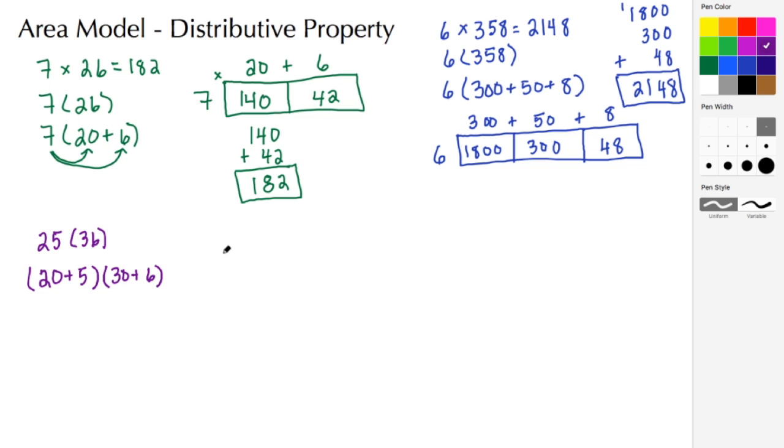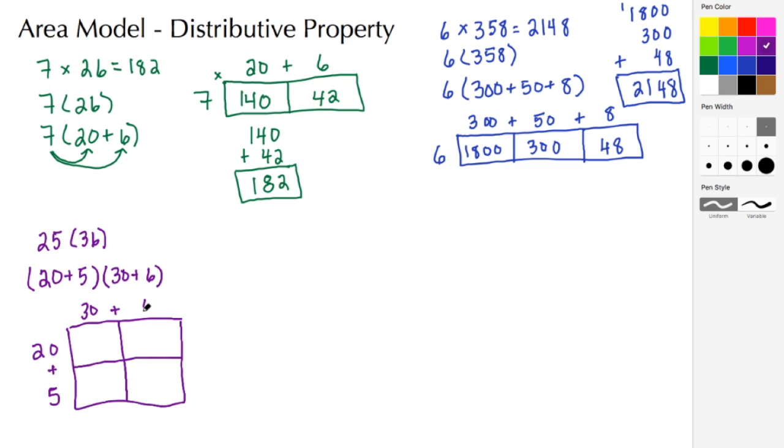Now when I do the actual model, I'm going to draw a square-like figure, and I need to break it up into 2 rows, and the 2 rows are going to be the 20 plus 5. So here I have 20, my plus symbol, and then the 5. And then I also need 2 columns because 36 is broken up into 30 plus 6. And again, I follow the same process. For the area of this box, it's 20 units times 30 units.